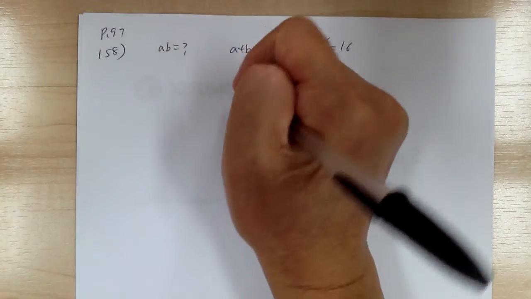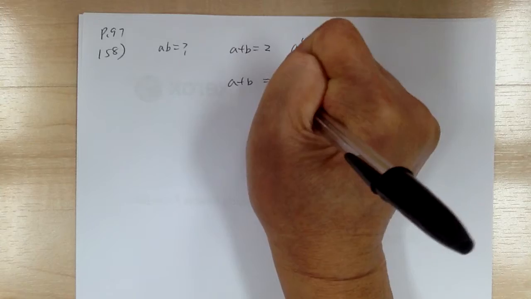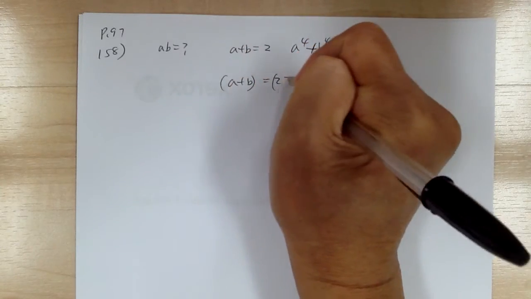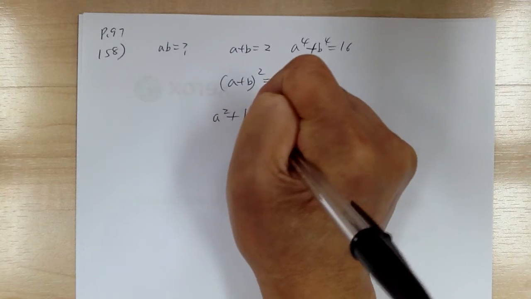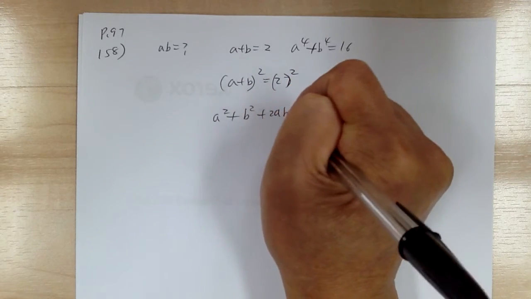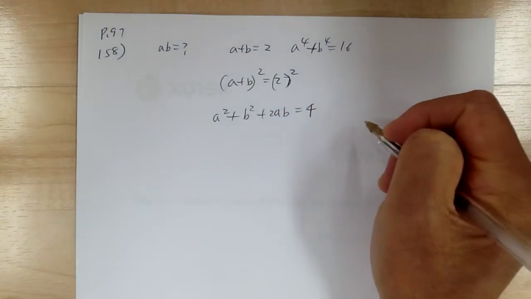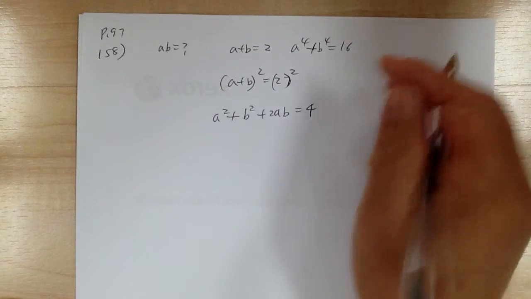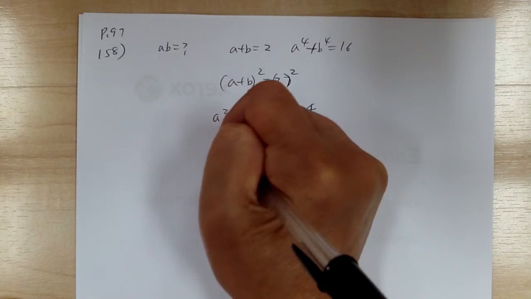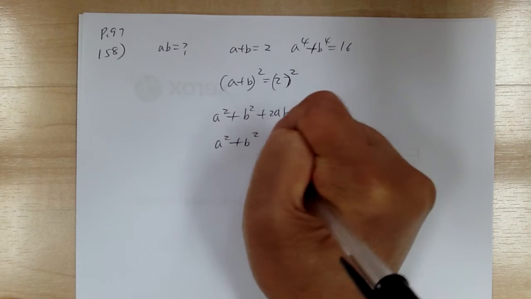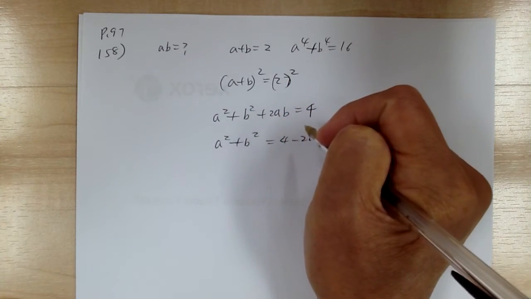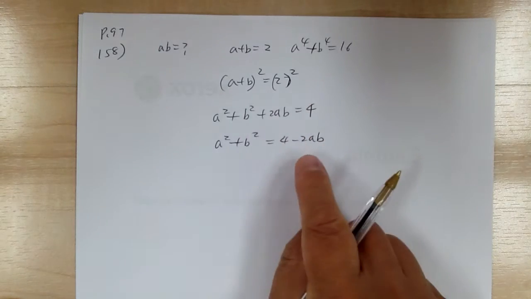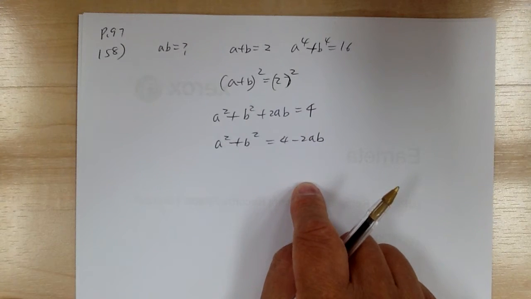Okay, we want to get that. So a plus b equals 2. You square both sides, so you get a squared plus b squared plus 2ab equals 4. And we can move this over, so a squared plus b squared equals 4 minus 2ab. And so far it doesn't help us too much yet.